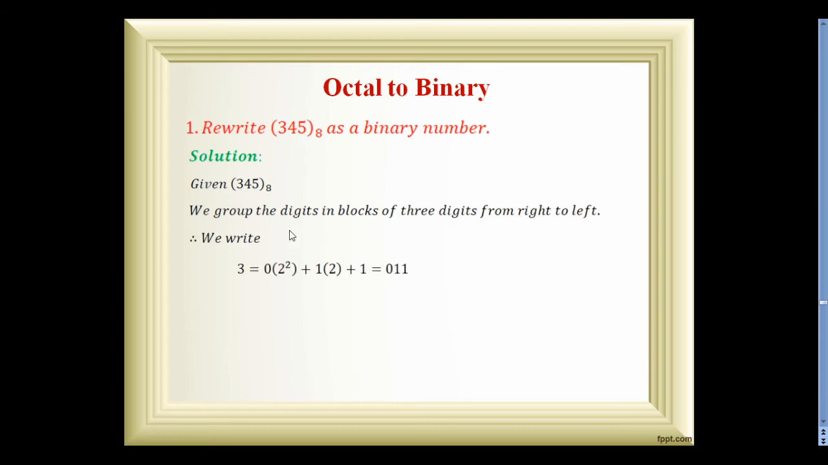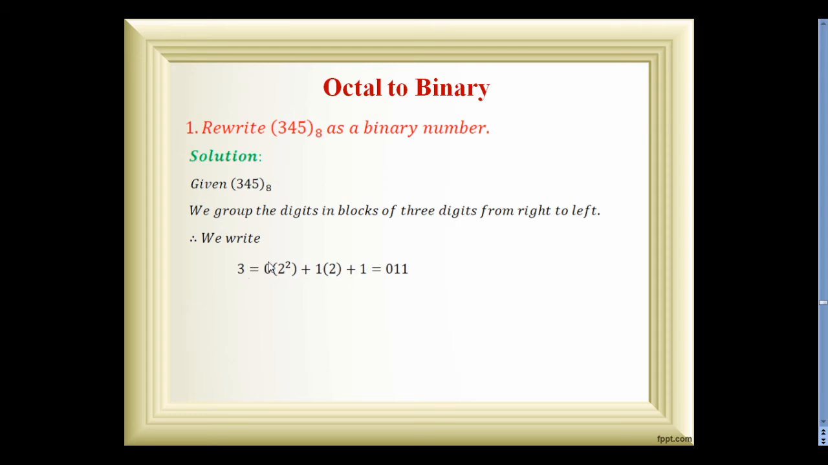Now we write. First you take the number 3. Then you take the number 4. Then you take the number 5. So how to write 3? Since we are converting into a binary number, we should expand it in the form of 2 powers. 0 into 2 square, which is nothing but 0, 1 into 2, plus 1. So on adding we are getting 3. So it should be expanded in this way.